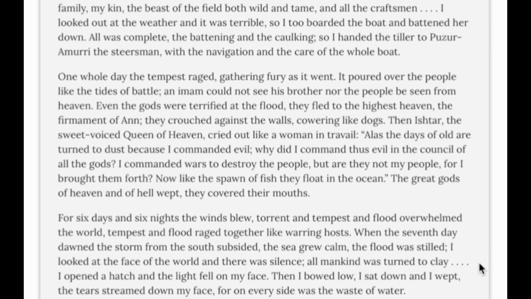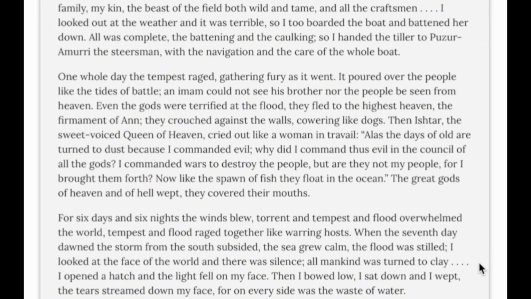All right. Just type in travail definition. Yeah, it says painful or laborious effort. Yeah, absolutely. Does that make sense there in that context? Yeah, because she's weeping over what happened.